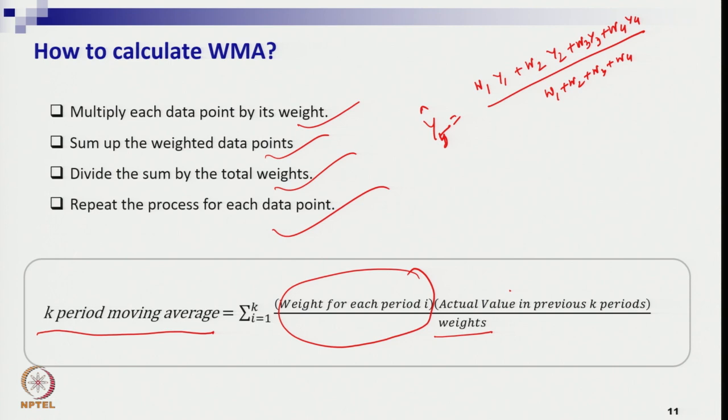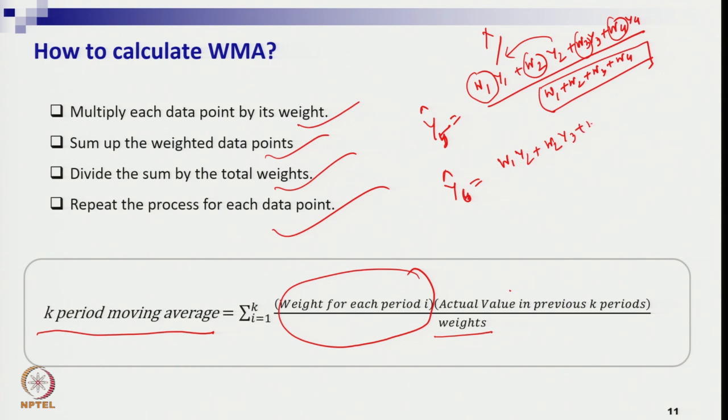Now for the 5th period, if you drag it, these weightages are fixed now. This weightage will remain fixed. And now what you do? If you want to make a forecast for the 6th period, you just drop y1 and replace it. Let me elaborate. So it will be w1 into y2 plus w2 into y3 plus w3 into y4 plus w4 into y5, divided by w1 plus w2 plus w3 plus w4.